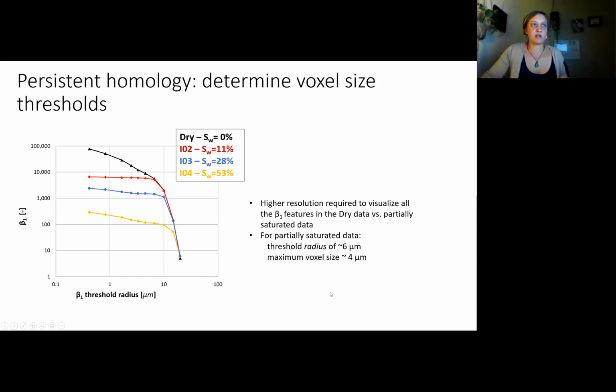So this is really useful information in terms of setting up your experiments. If you want to ensure that you're going to be able to image the relevant features, this tells you something about what voxel size you should aim for. But then again, you might need to be imaging at a higher resolution if you really want to be able to capture all of the loops that are present in the dry scan based on this.